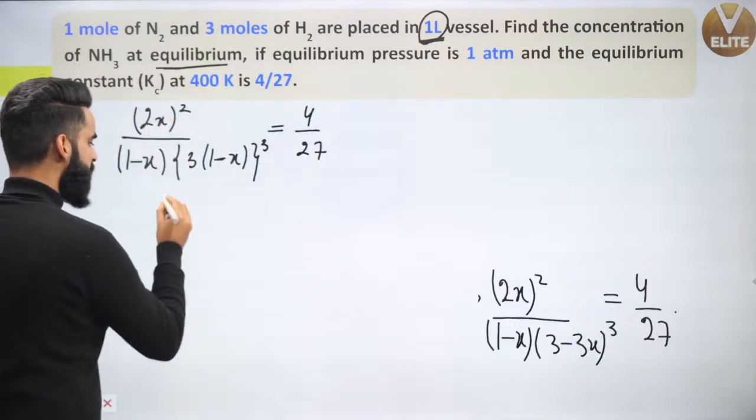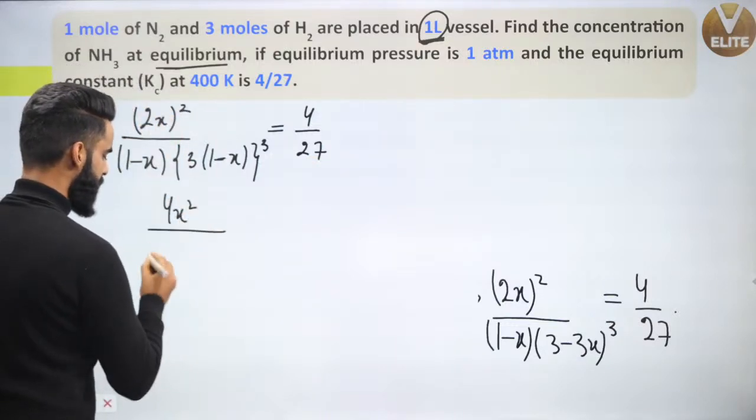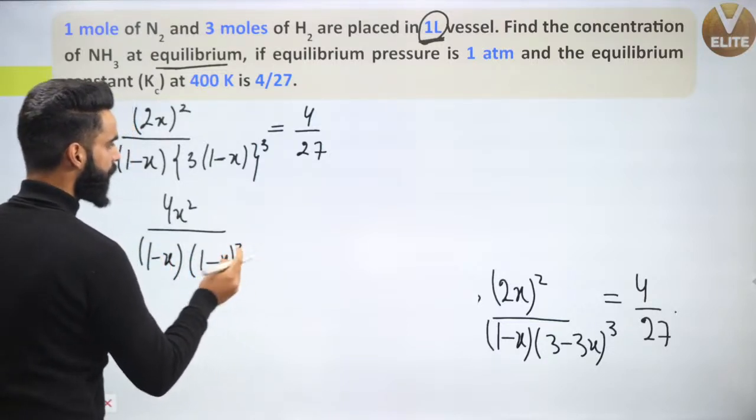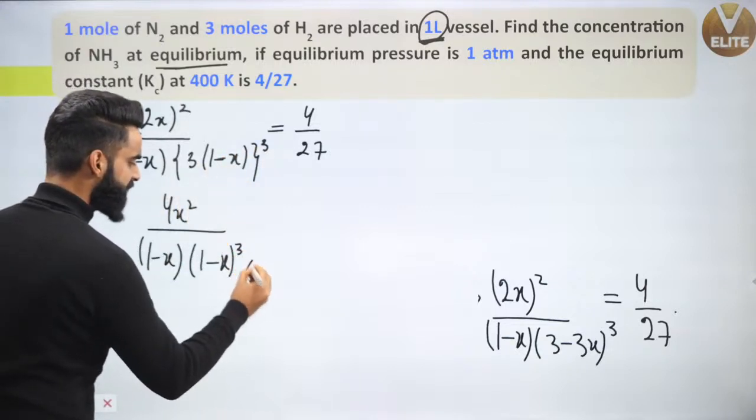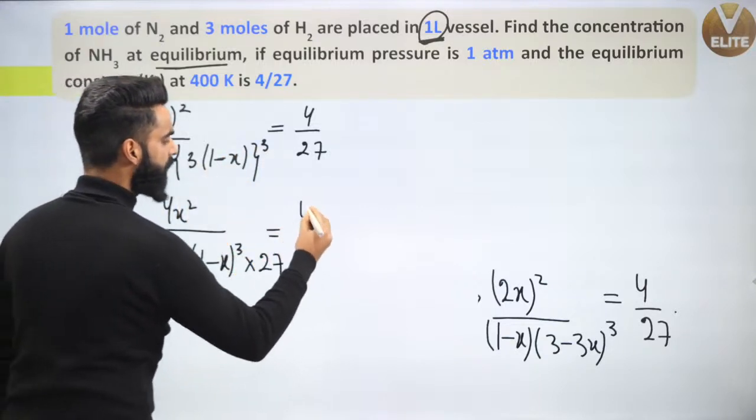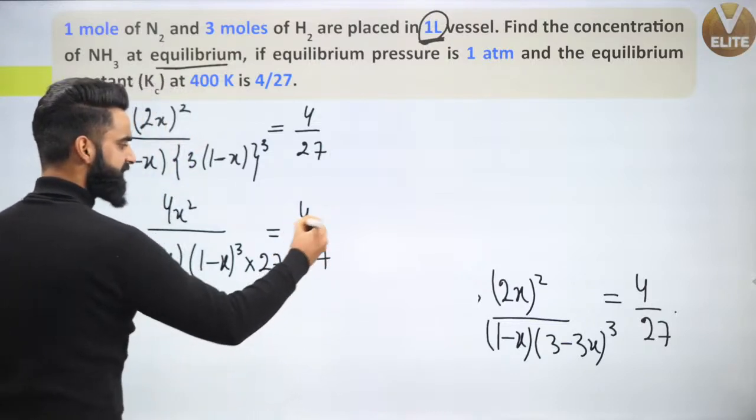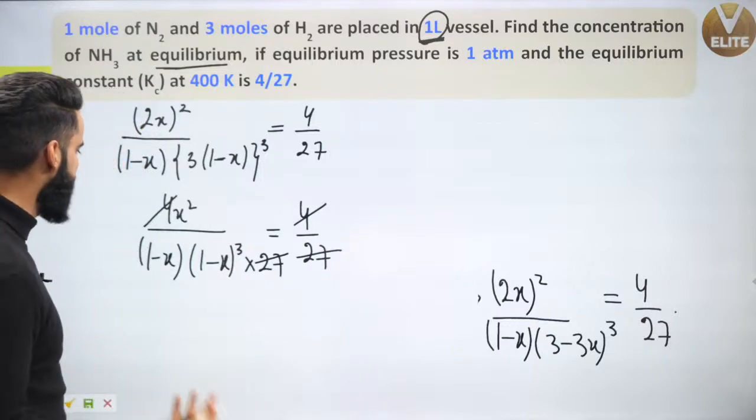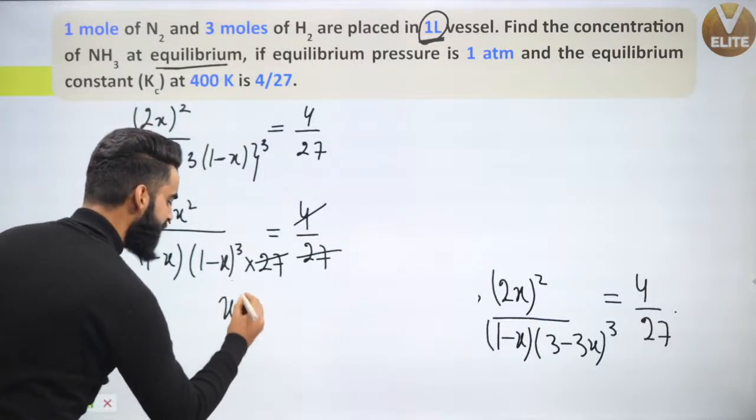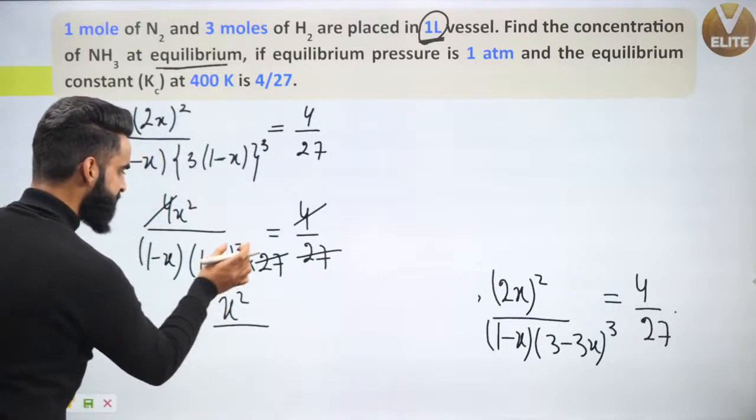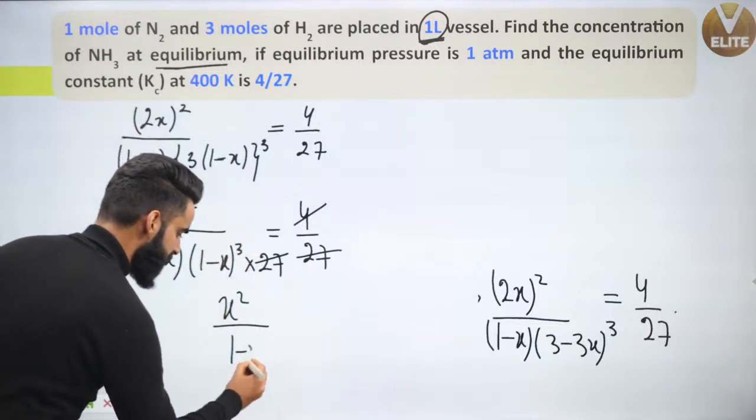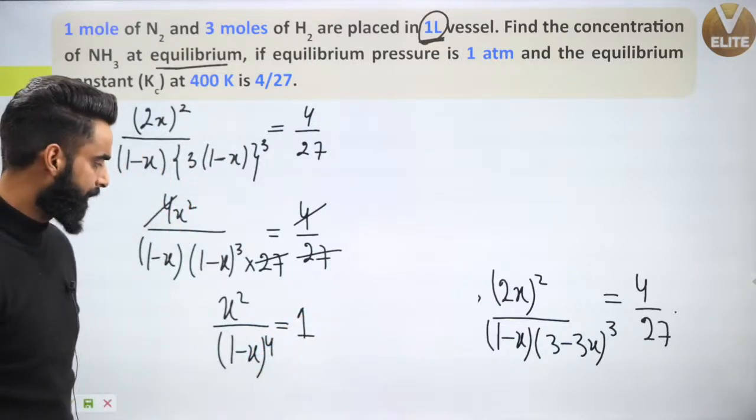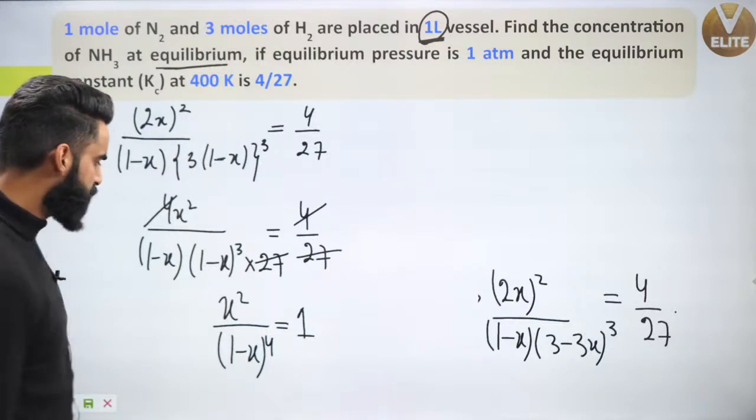Now this is going to be 4x squared divided by (1 minus x) multiplied by (1 minus x) whole cubed, multiplied by 3 cubed, which is 27, equal to 4 divided by 27. Can I say this 4 and this 4 will get cancelled out, and the 27 gets cancelled out? So what am I left with? I'm left with x squared divided by (1 minus x) to the power 4 equal to 1. Correct?